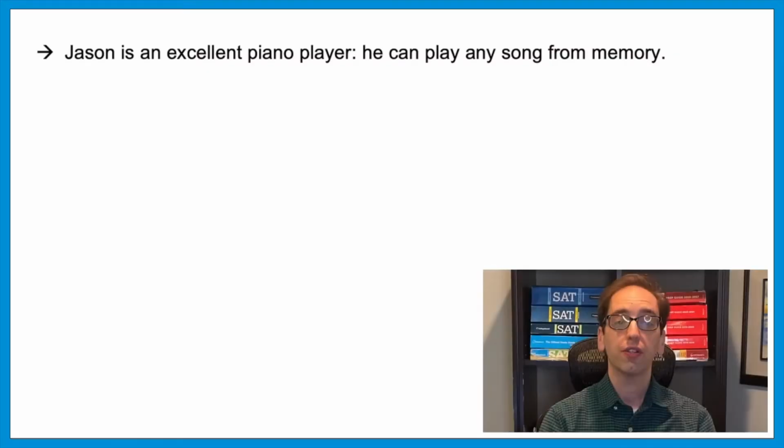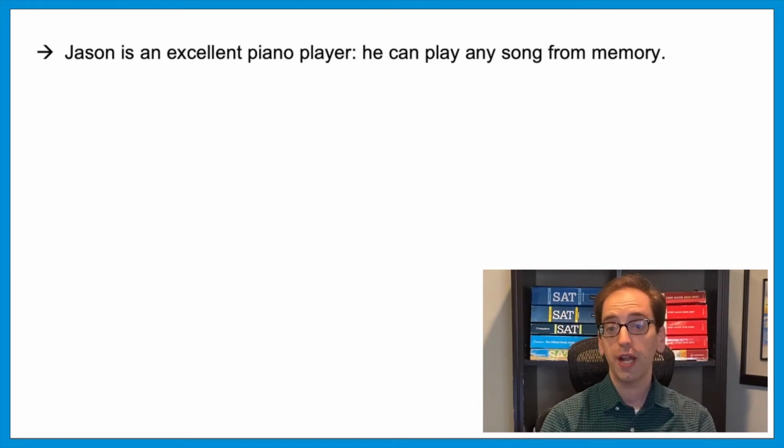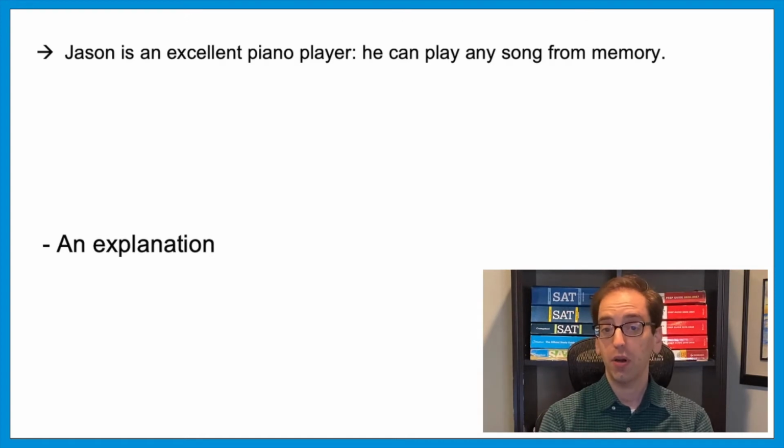There are 3 different ways to use a colon on the SAT or the ACT. Let's take a look. Here's the first way. Jason is an excellent piano player: he can play any song from memory. That sentence is correct because that colon is being used for an explanation. The second part is telling you why he's an excellent piano player.